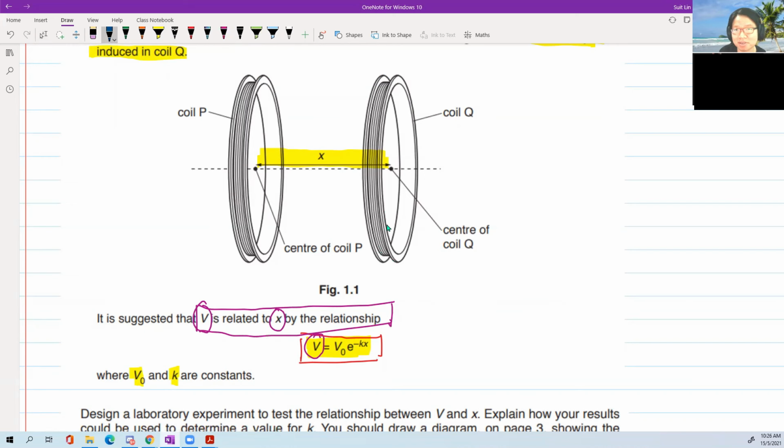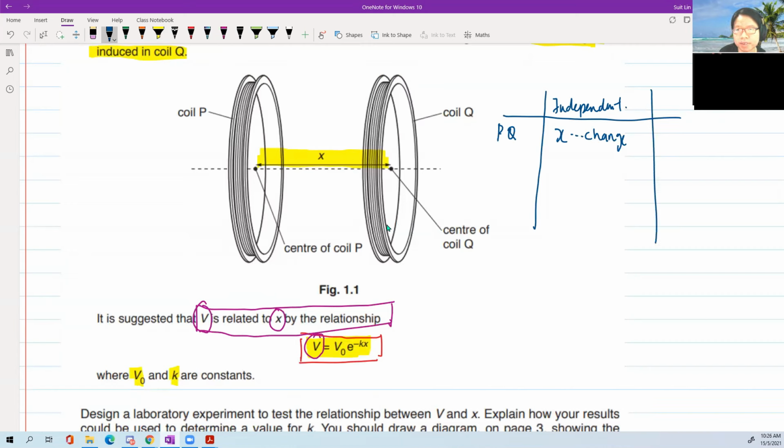So if you think about the physical quantities, let's say I draw my table. The independent variable is x. So basically we change x. And then the dependent variable will be V. Measure V. Just because you change x doesn't mean you don't have to measure it. If not, how do you know how much you changed?